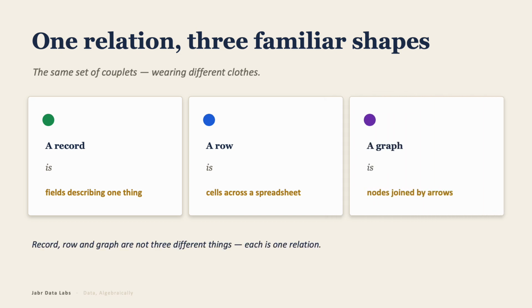You already know relations intimately, you just call them by other names. Line up the couplets as fields and it's a record. Lay them across a spreadsheet and it's a row. Draw each couplet as an arrow from one node to another and it's a small graph. Ada in the middle, arrows fanning out to her name, her birth year, her field. Record, row, graph. 3 things that today live in 3 different kinds of software with 3 different query languages. But they are not 3 different things. They are one thing, a relation, wearing 3 sets of clothes.